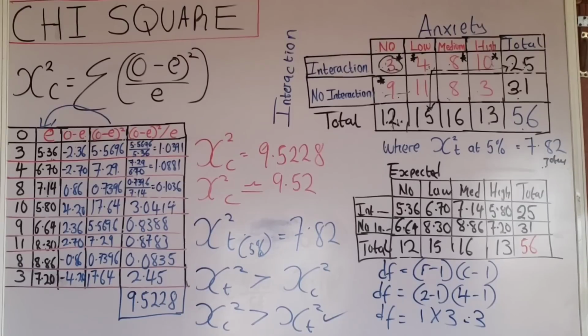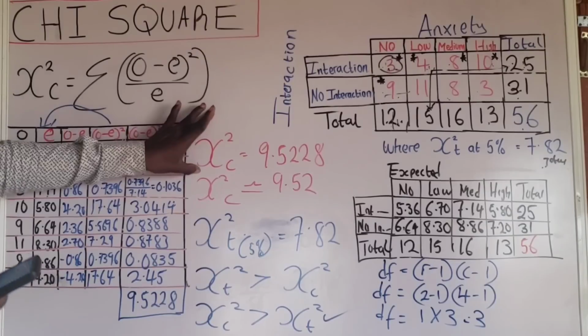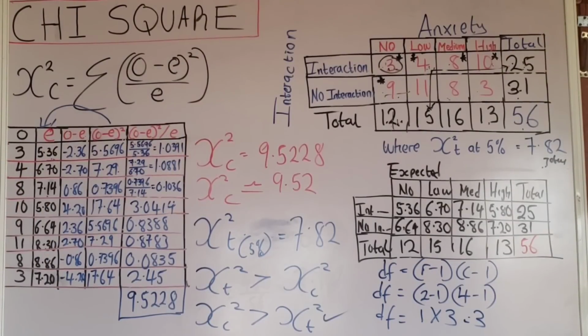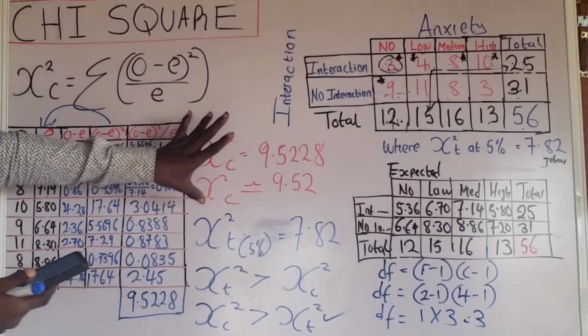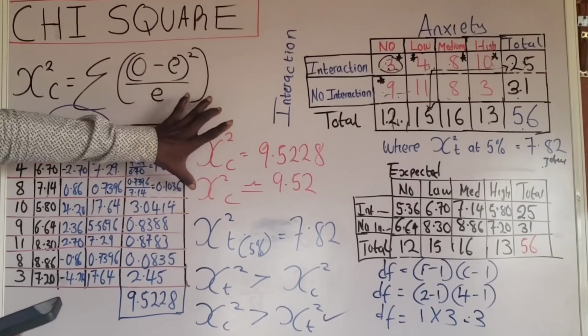It's easy. We have two hypotheses: the null hypothesis and the alternative hypothesis. Depending on the values of the calculated chi-square and the tabulated chi-square, that will determine which hypothesis we are going to accept or reject. Because the calculated chi-square is greater than the tabulated chi-square, we are going to reject the null hypothesis that anxiety has no effect on social interaction and accept the alternative hypothesis that anxiety has a significant effect on social interaction. Do you understand?